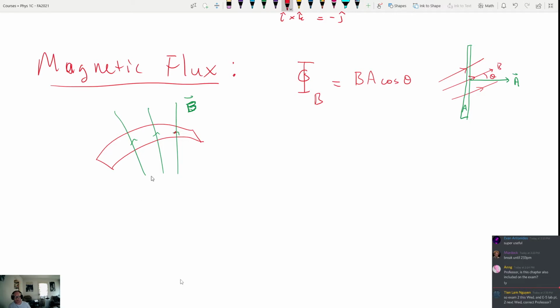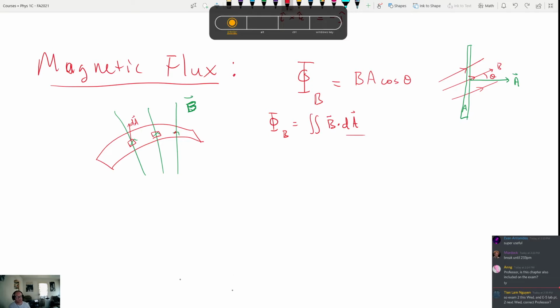Then if I have a curved surface over which I want to do this, I have to take the dA vector for each portion of the surface, and the magnetic flux is going to be equal to the integral of B dot dA. So it's technically a double integral, just to keep everyone happy. This is also how magnetic flux is defined if you have a curved surface or if you have a magnetic field that changes over a region.